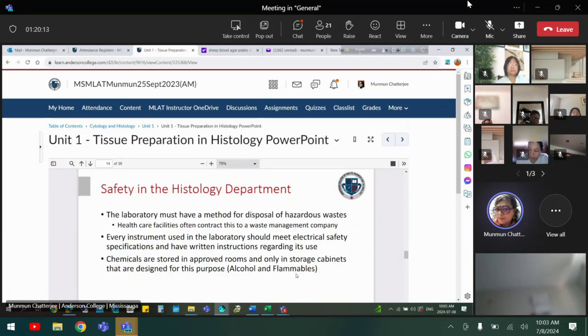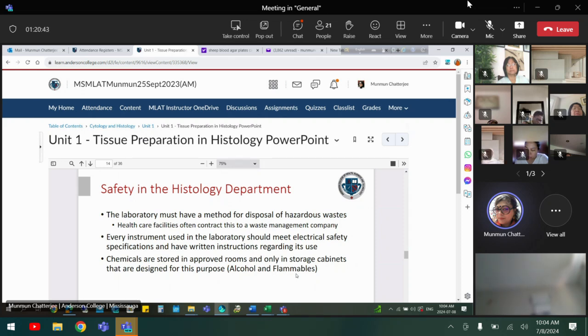So the laboratory must have a method of disposing of hazardous waste. Healthcare facilities often contract this to a waste management company because they generate a lot of chemical waste also. In addition to the biohazards, which are 100% there, there is a lot of high volume chemical waste, in addition to the other biohazard waste that you generate every time you work in the lab.